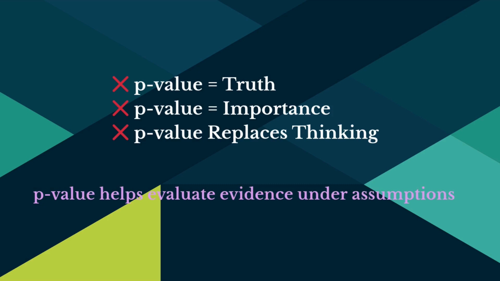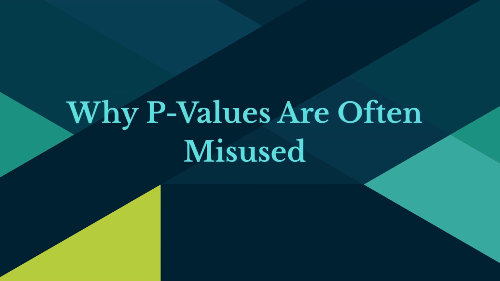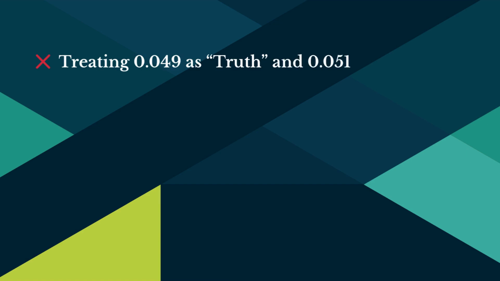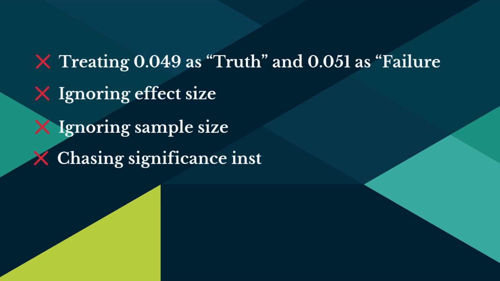Unfortunately, this is where many people go wrong. P-values are often misused because people treat them like answers. Common mistakes include treating 0.049 as truth and 0.051 as failure, ignoring effect size, ignoring sample size, and chasing significance instead of understanding data. Statistics is not about chasing small p-values. It is about making disciplined, honest decisions under uncertainty.